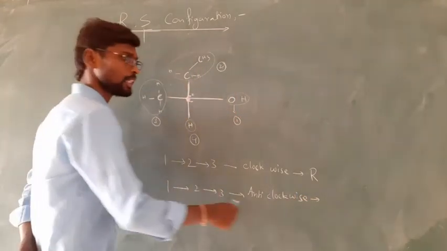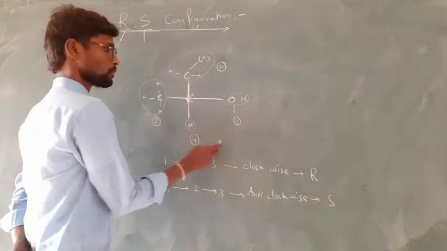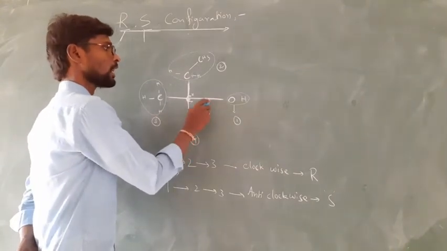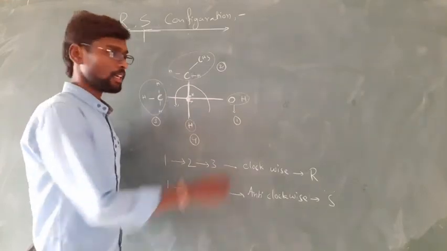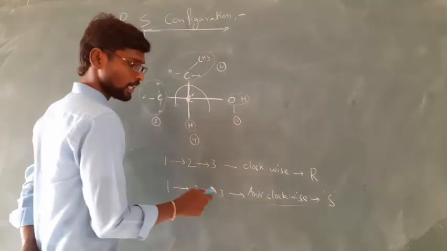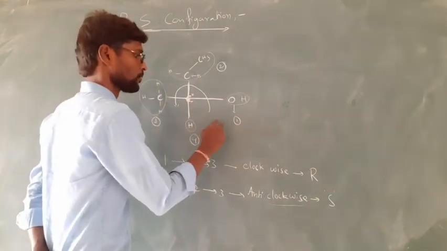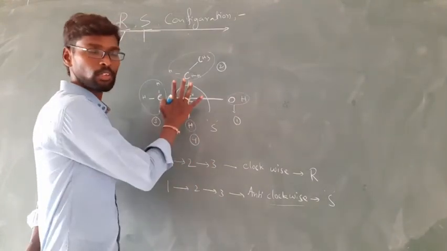Anti-clockwise, that we are giving S. Right. If you observe here, now 1, 2, 3 are there. So these 1, 2, 3 are in anti-clockwise direction. Right. So what is an anti-clockwise direction? If 1, 2, 3 are in anti-clockwise direction, we have to give a symbol S for this chiral center. Right. So this is the S configuration of this molecule.